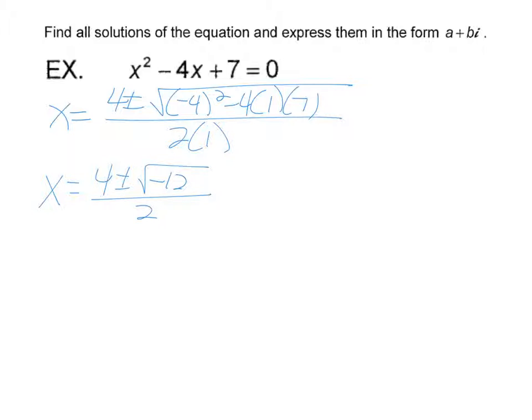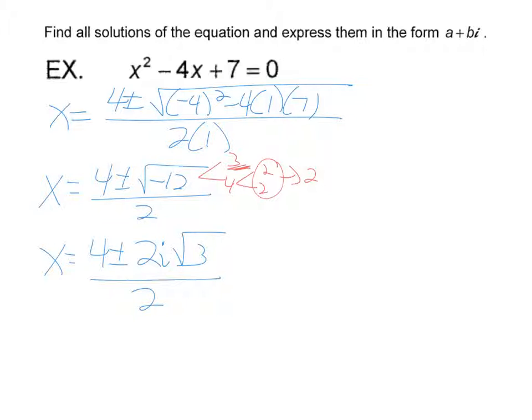Now break down the square root. 4 times 3, 2 times 2, so a 2 comes out, 3 stays in. So 4 plus or minus 2 comes out. Because the 12 is negative, not only does a 2 come out, an i also has to come out. Square root 3 all over 2.